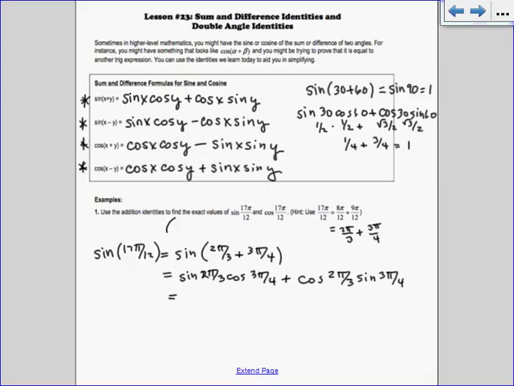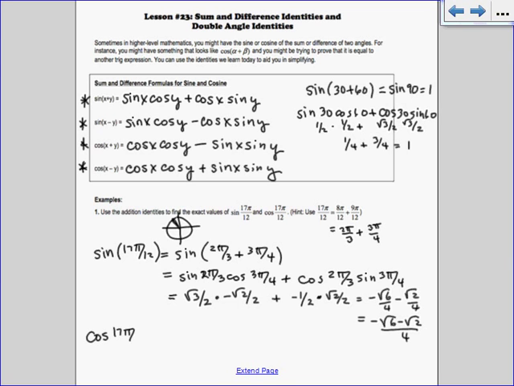And if you find each of these things, you know 2 pi over 3 is located right there. So sine of 2 pi over 3 is going to be root 3 over 2. Cosine of 3 pi over 4 is negative root 2 over 2. Cosine of 2 pi over 3 is negative 1/2. And sine of 3 pi over 4 is root 2 over 2. So we get negative root 6 over 4 minus root 2 over 4. So negative root 6 minus root 2 all over 4.